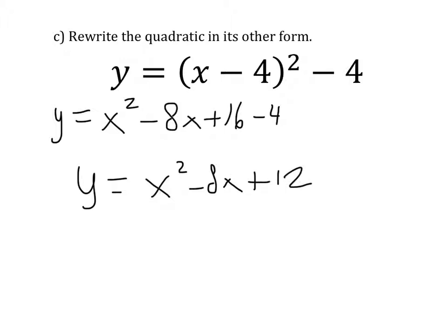And then you can do the same things with this that we said we could do with general form. Just like standard form, we can find the vertex, we can find x and y intercepts, and we can graph it.